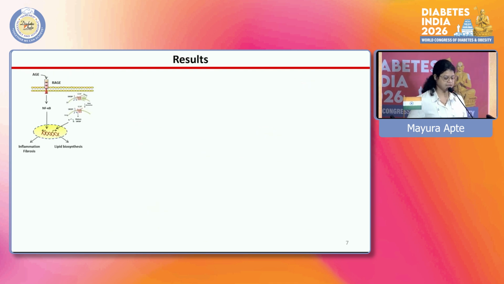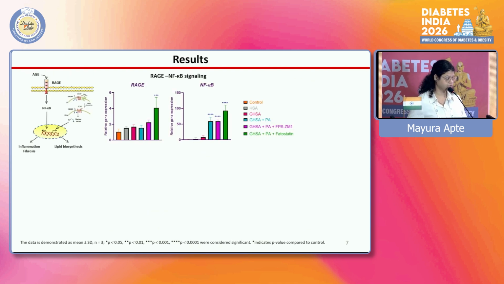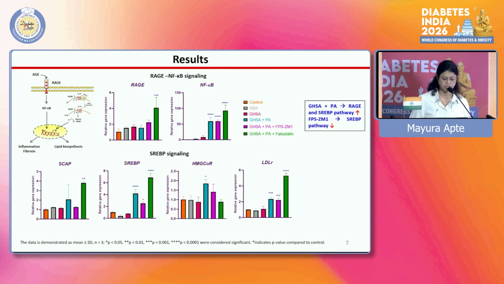After that, we analyzed various signaling molecules, RAGE and NF-kappa B signaling, where we observed that in the presence of GHSA and palmitic acid, there is upregulation of RAGE along with NF-kappa B, indicating inflammation, as compared to the glycation treatment alone. Then SREBP signaling was also analyzed, where this association of glycation and palmitic acid elevated the SREBP pathway, as also seen in the downstream effector molecules HMG-CoR and LDLR, required for lipid synthesis.